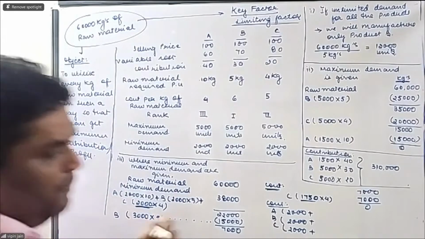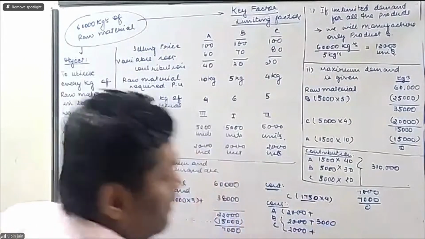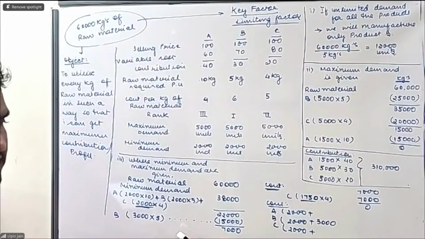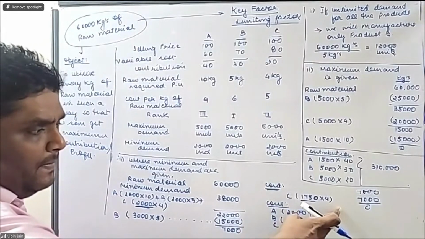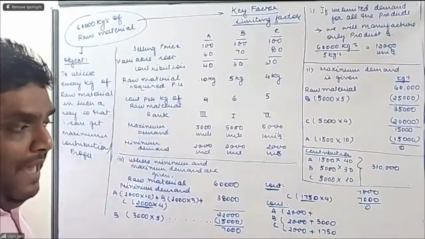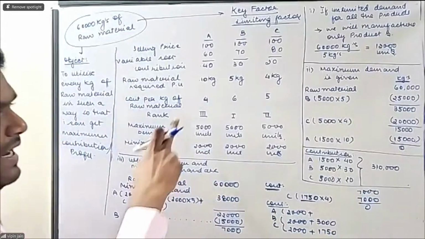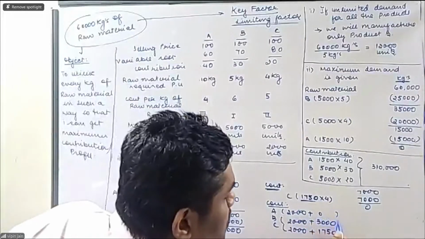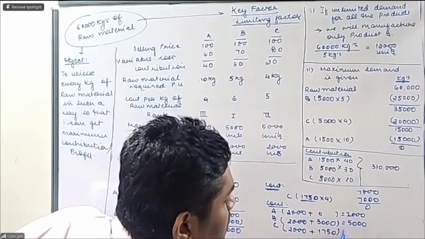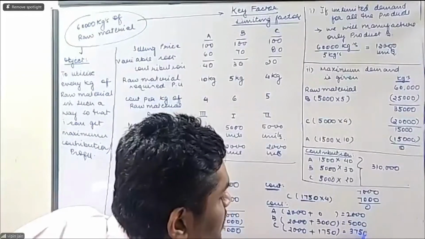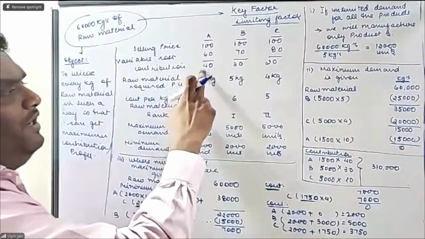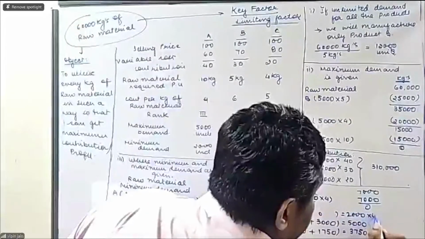So how much for B? 3000. Still, after manufacturing B, we have 7000 kgs. So we manufacture what? C. How much? 1750. But is anything left for A? No, because the last priority is given to A, so 0. So 2000, 5000 and 3750. Okay, sir. Into the contribution per unit of 40, 30 and 20.